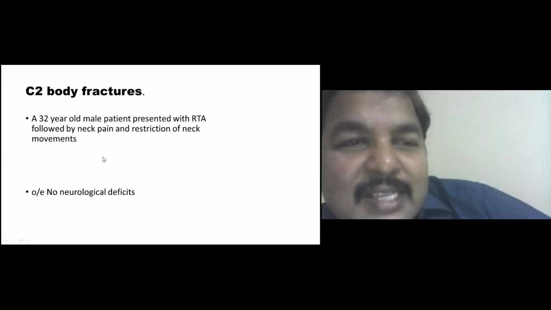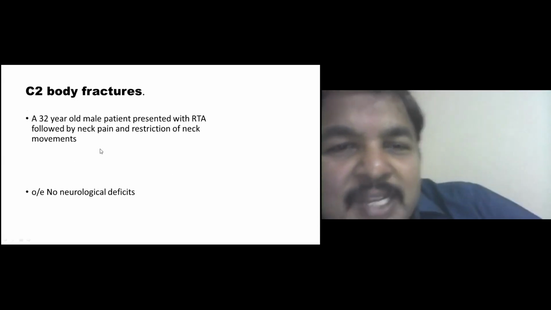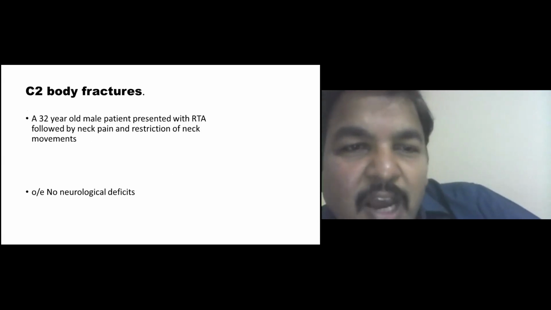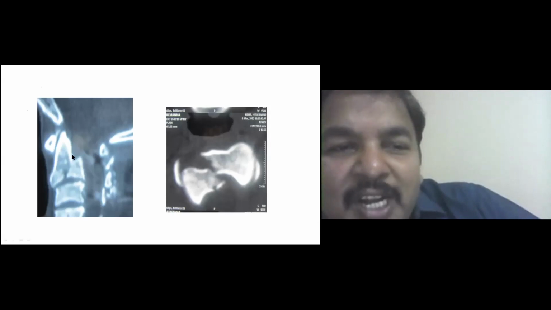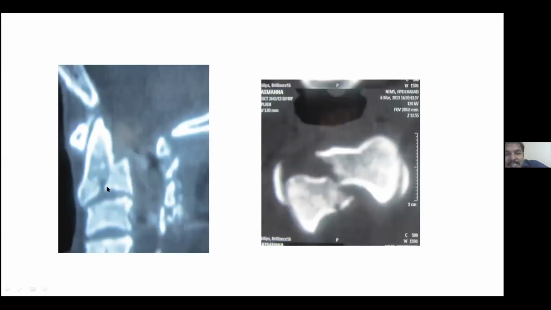So here is a 32-year-old male patient who presented after a road traffic accident with pain and restriction of neck movements. He has no neurological deficits. This is a fracture which is neither hangman nor odontoid type 3. In the axial section, you find the sagittal split of the C2 body. These patients, going for surgery is the better option because they can go back to work very early.